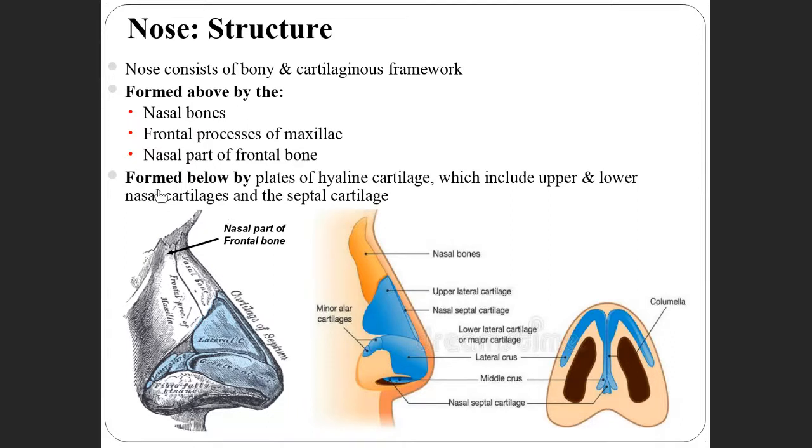Next, it is formed below by plates of hyaline cartilage. What type of cartilage here? The nose is made up of hyaline cartilage. What are the cartilages? It includes the nasal cartilage and the septal cartilage.